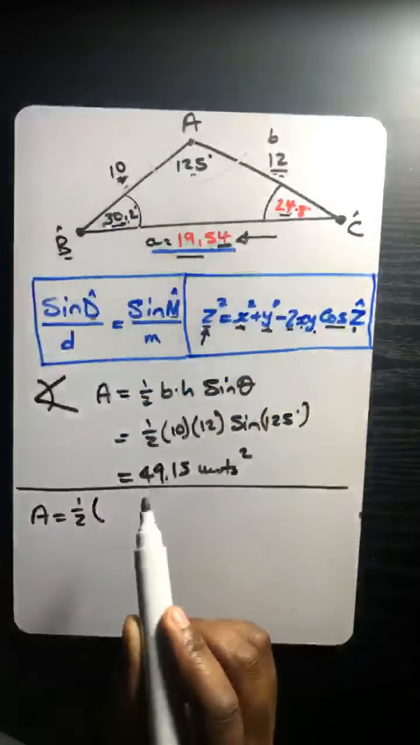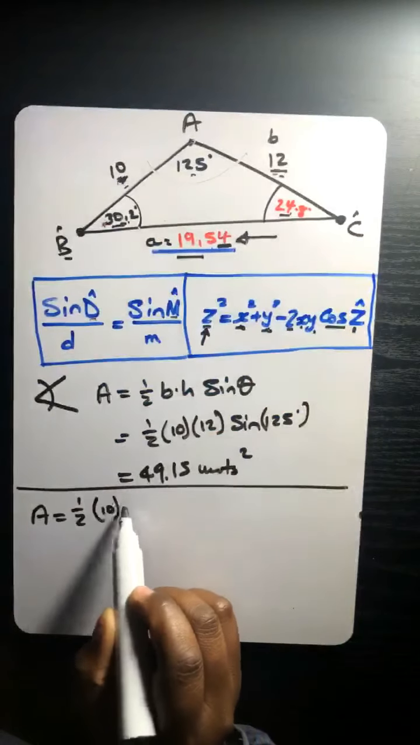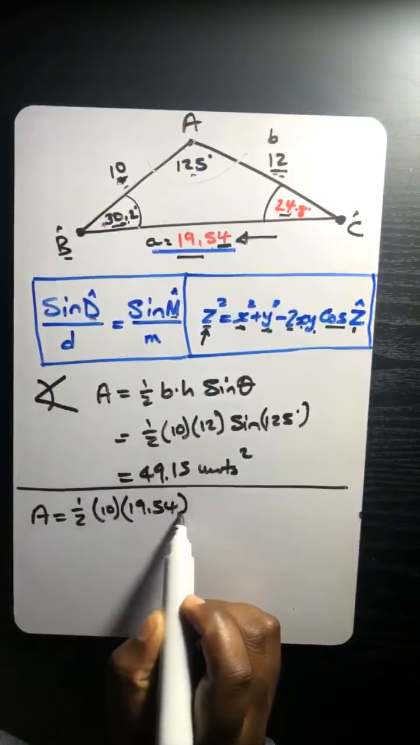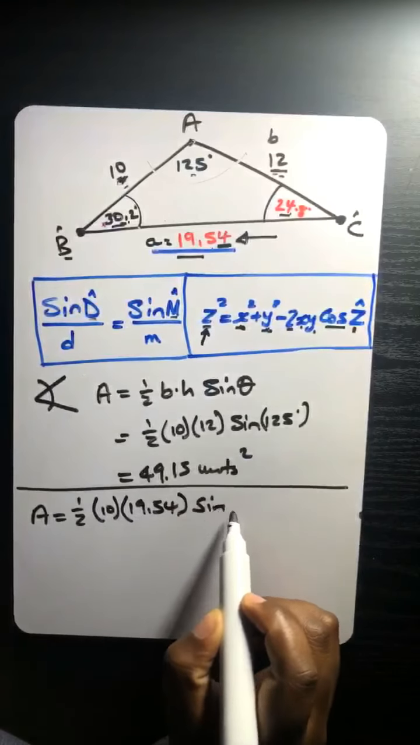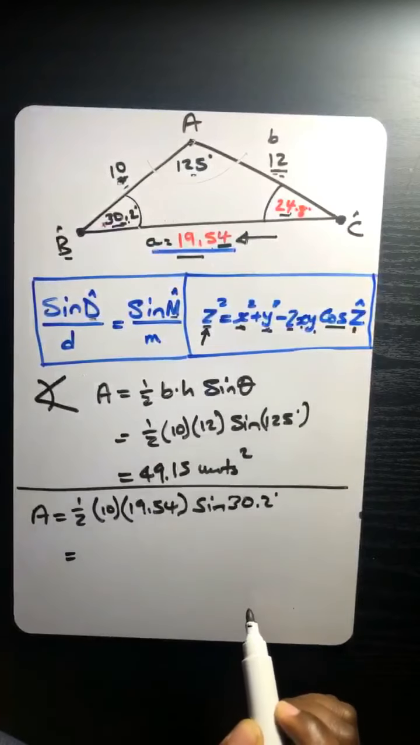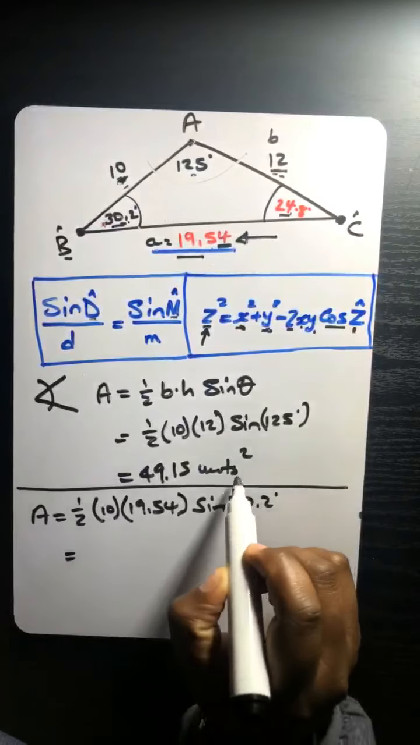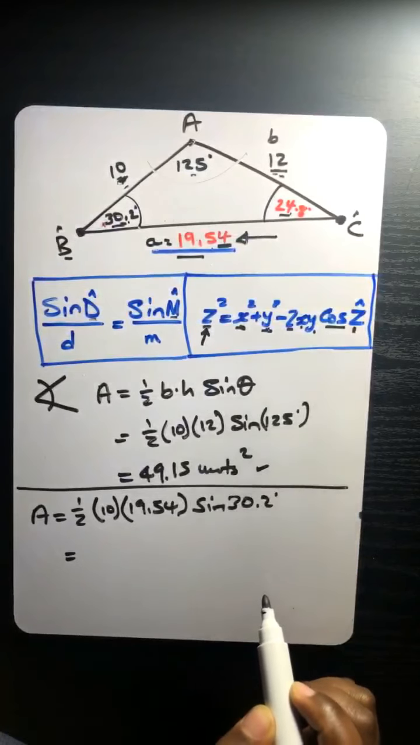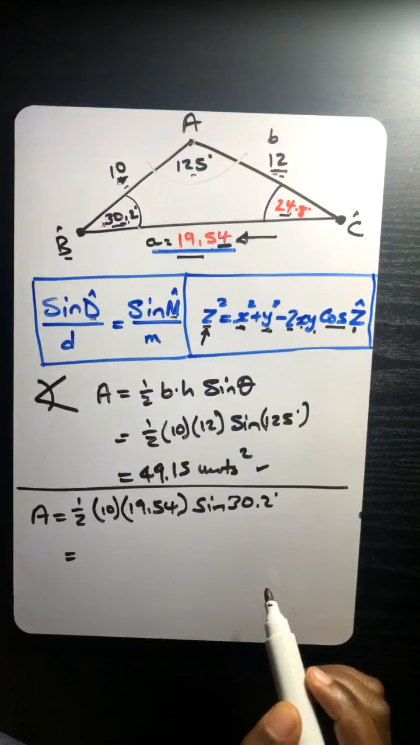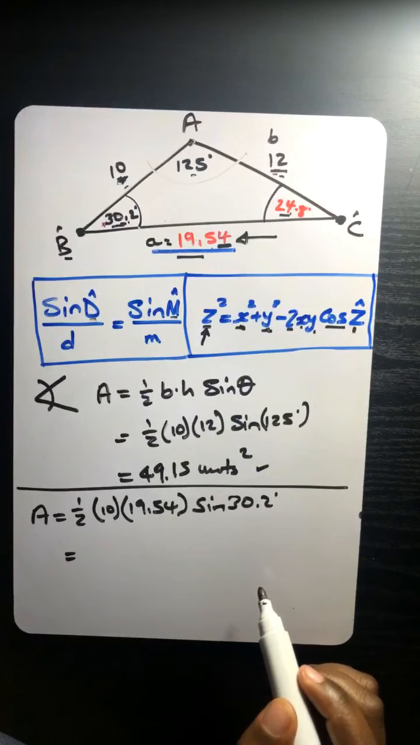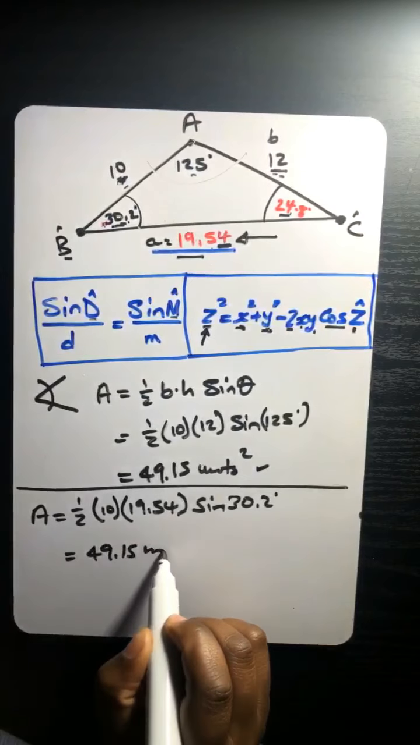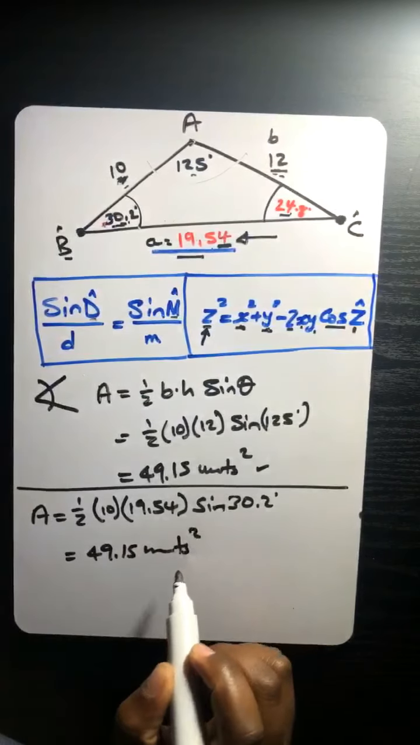We can say 10, and then 19.54. Then it has to be sine of that angle of 30.2 degrees. What are we getting there? Are we getting the same or an answer closer to that? Sir, it's the same. It's 49.15 units squared.